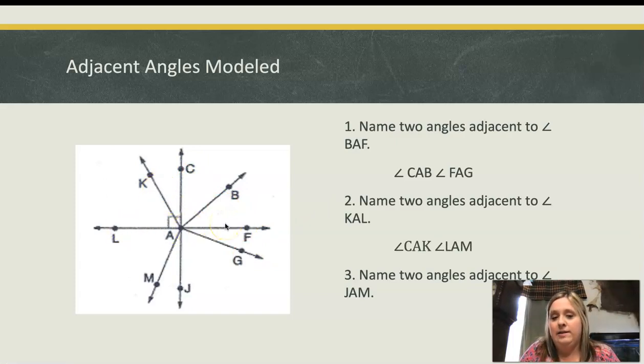Emma. Okay, it's CAK and LAM. Good job. And then Johnny, give me two that are adjacent to JAM. Okay, all right. So JAG and LAM. Okay, good job.